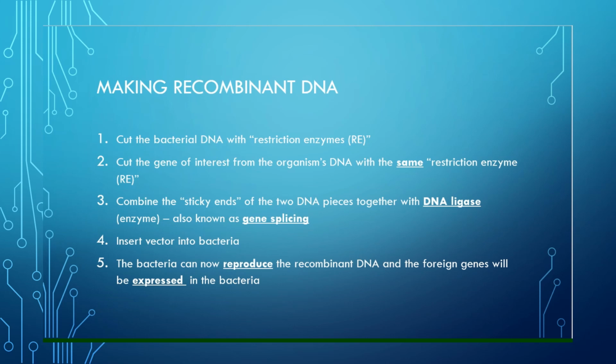So how do we make recombinant DNA? Well, you cut the bacterial DNA with the restriction enzyme and cut the gene of interest from the organism's DNA with the same restriction enzyme. Then you combine the sticky ends of the 2 DNA pieces together with DNA ligase, which is also an enzyme. This is known as gene splicing. So you'll insert the vector into a bacteria, and then the bacteria can reproduce the recombinant DNA, and the foreign genes will be expressed in the bacteria.